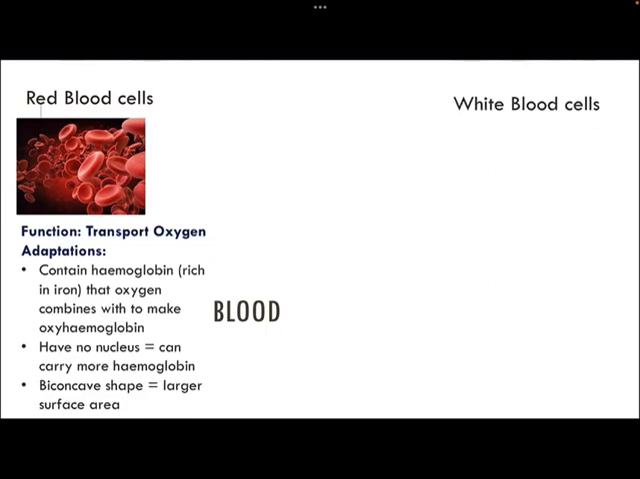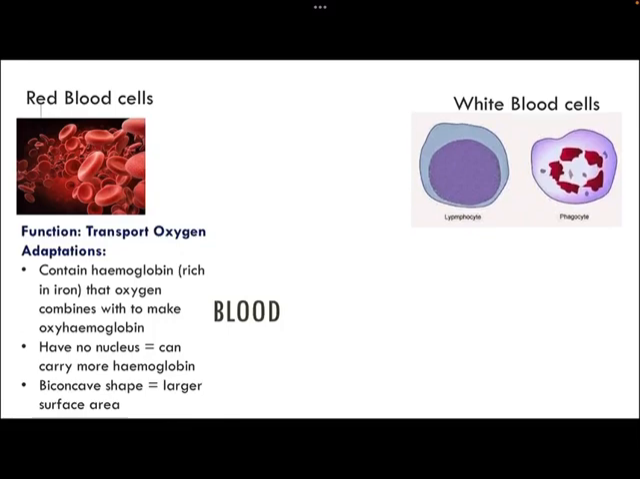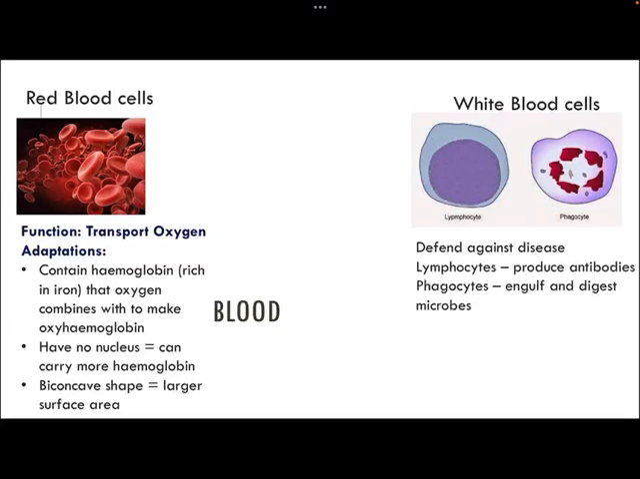The white blood cells, there are two types, the lymphocytes and the phagocytes. Their job is to defend against disease. So the lymphocytes produce the antibodies, and the phagocytes will engulf and digest any microbes.